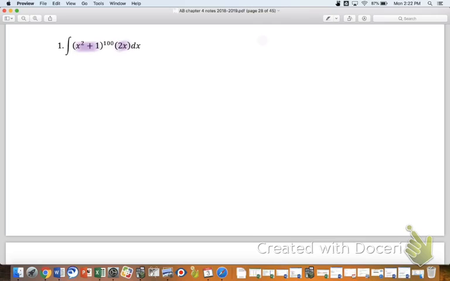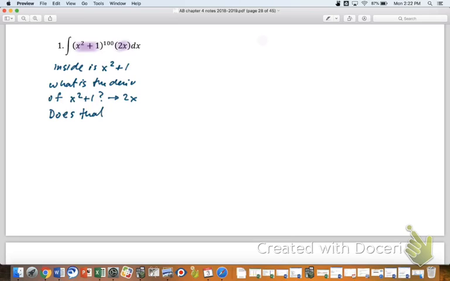So here's all you're doing, Jane. You're looking at this and you're identifying the inside. And you're saying, okay, here's what's going on inside your brain. The inside is x squared plus 1. What is the derivative of the inside? 2x. So does that match the other factor? Yes. That's an A. And if the answer is yes, that means that Timmy did not mess up the chain rule, and this is actually going to progress quite easily. So that's what should be going on in your head.